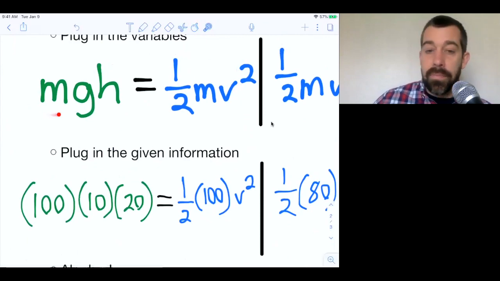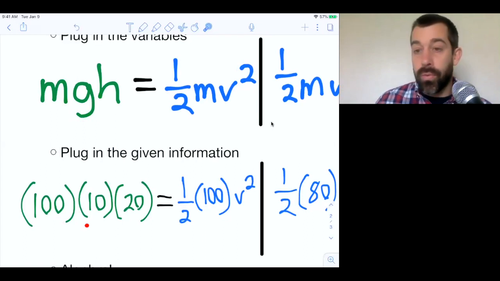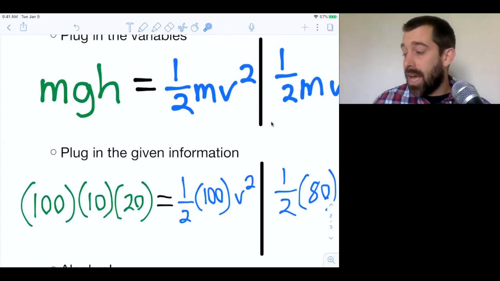So we're going to go back down, and we're going to see that mass is right here. It was 100, so we're going to plug that in. Height was 20, so we plugged that in. Gravitational constant is always the same as long as we're on Earth. It's always going to be 10. The mass is 100 again over here, even in the after picture, and we don't know what the velocity is. So guess what I did? I just left it as v squared.